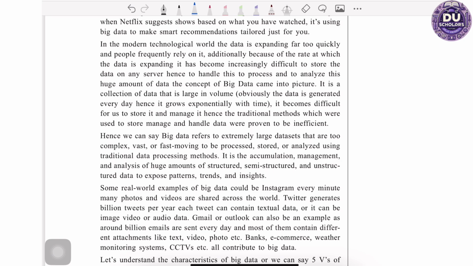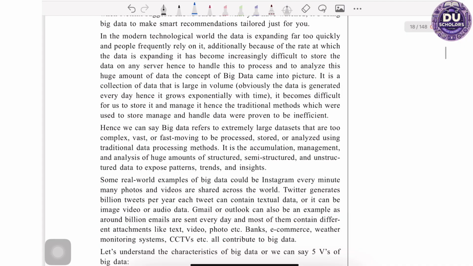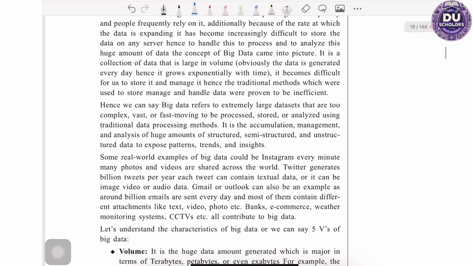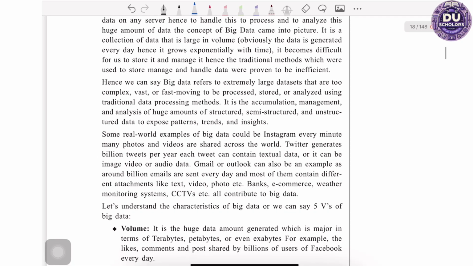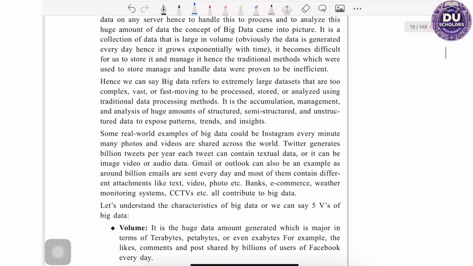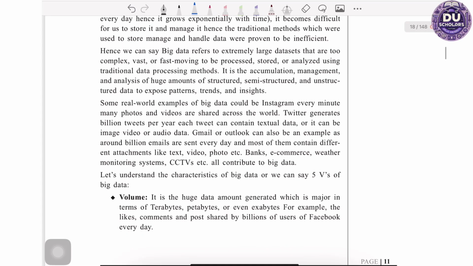It becomes difficult for everyone to store and manage it, and hence the traditional methods which were used to store and manage data proved inefficient. Hence we can say that big data refers to extremely large data sets that are too complex, vast, or fast-moving to be processed, stored, or analyzed using traditional data processing methods. It is the accumulation, management, and analysis of huge amounts of structured, semi-structured, or unstructured data to expose patterns, trends, and insights, right?